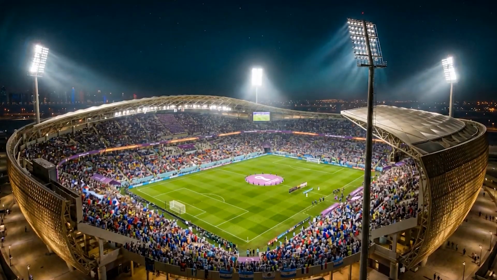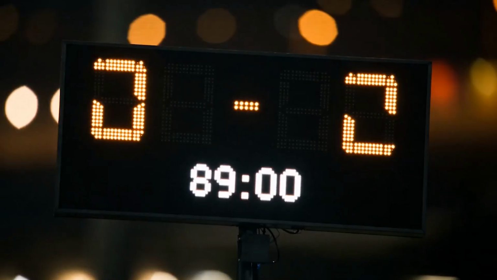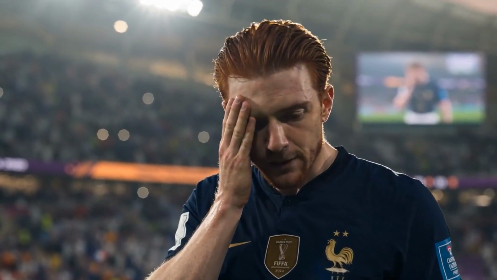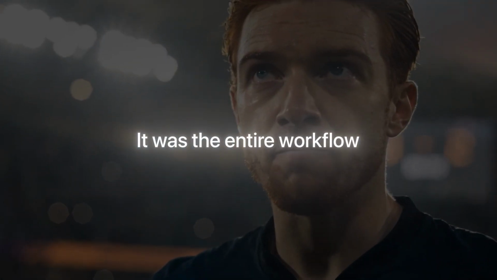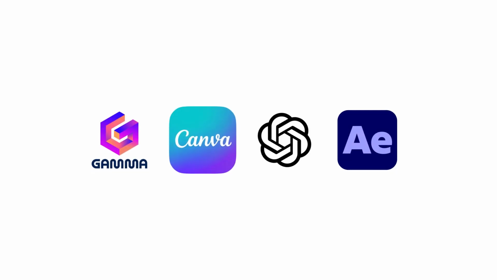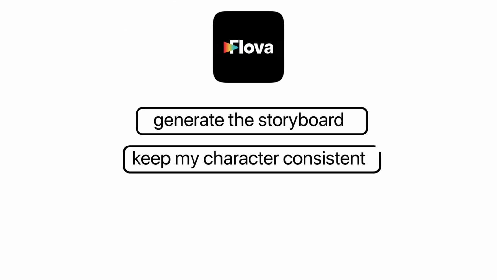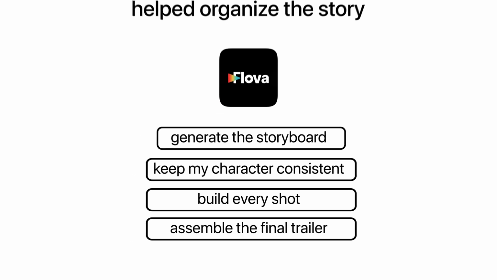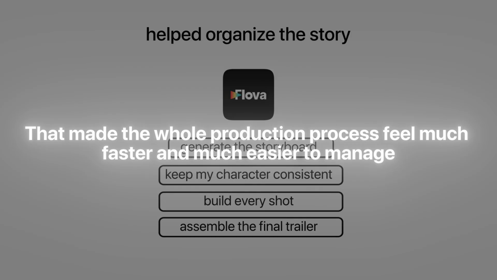That honestly turned out even better than I expected. The pacing feels cinematic, the camera movements flow naturally, and the music really helps build emotion throughout the trailer. But what impressed me the most wasn't just the video quality, it was the entire workflow. Instead of jumping between multiple AI tools, Flova helped organize the story, generate the storyboard, keep my character consistent, build every shot, and assemble the final trailer, all inside one workflow. That made the whole production process feel much faster and much easier to manage.